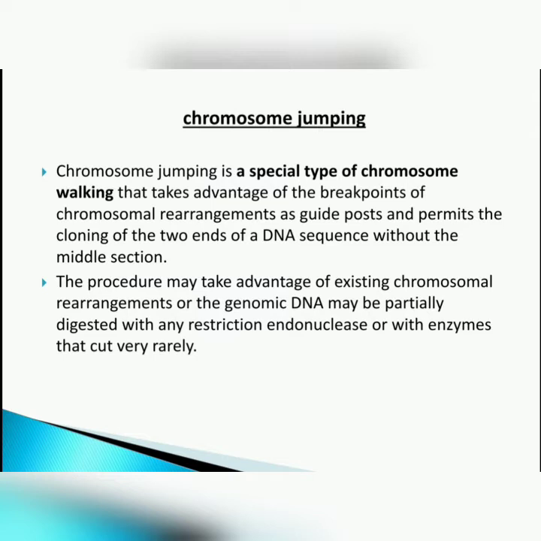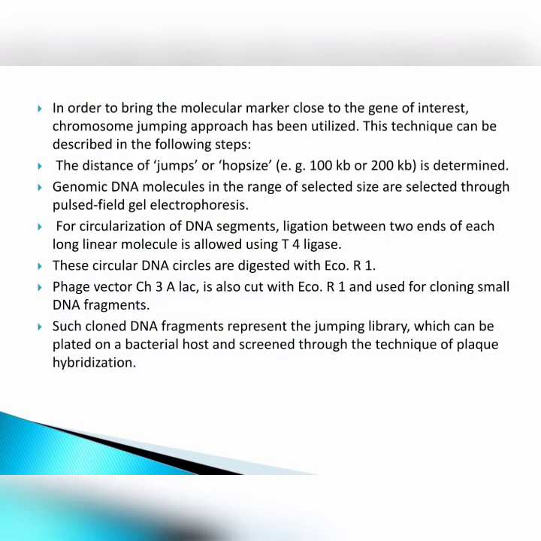The procedure may take advantage of an existing chromosomal rearrangement, or the genomic DNA may be partially digested with any restriction endonuclease or with enzymes that cut very rarely. In order to bring the molecular marker close to the gene of interest, the chromosome jumping approach can be utilized.